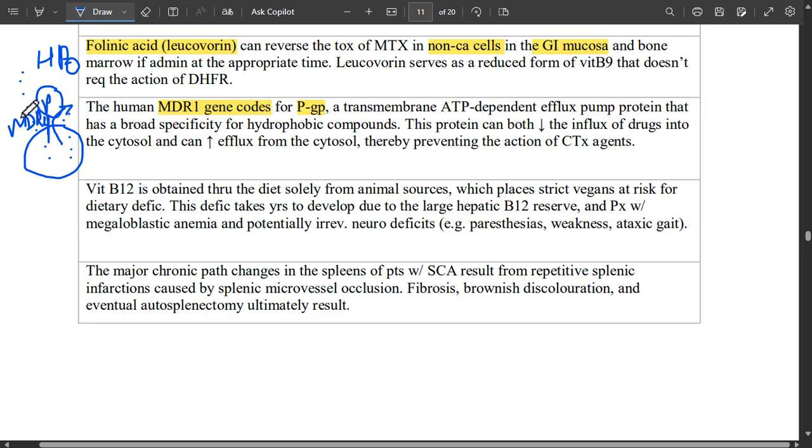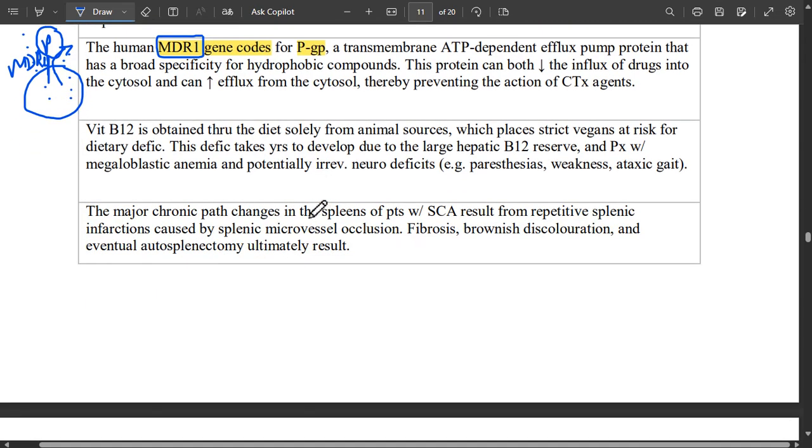So the concentration of chemotherapeutic agents inside a cell is kept low. To prevent increased concentration of chemotherapeutic agents inside the cell, they have P glycoprotein, which is coded by MDR1. So this makes the cell drug resistant. There is an efflux mechanism present on the cell surface, which causes efflux of the drugs taken inside the cell, thereby preventing the action of chemotherapeutic agents.